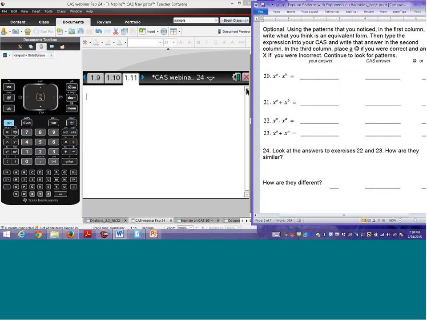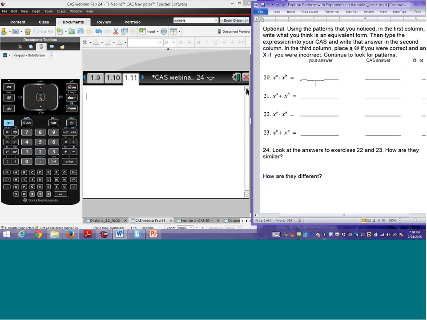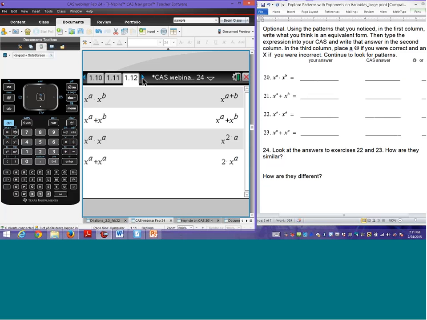And again, this would be depending upon the level of your students. But notice I'm asking them already to maybe generalize what's true and so on. So they would write in what they think the answer is, type this into the computer algebra system, write that answer, and see if they agree. And so I think I already did this one on this page. Yes, I did. So you can see that this computer algebra system is able to generalize also.